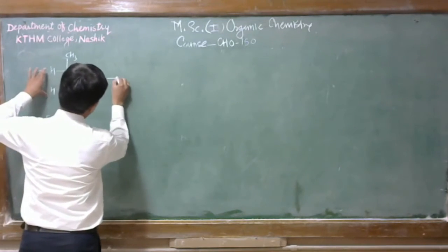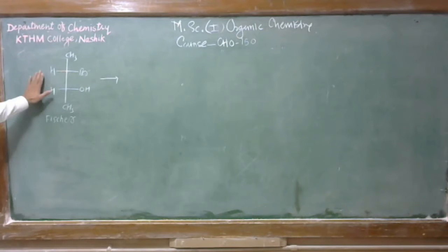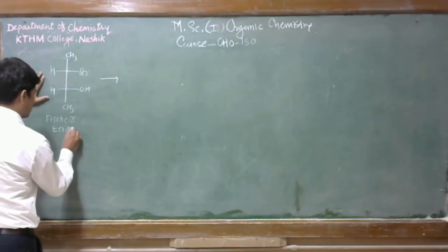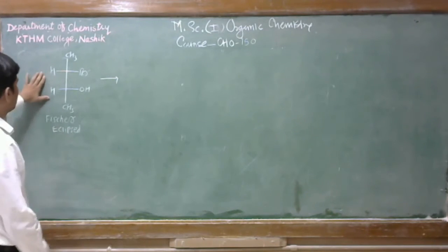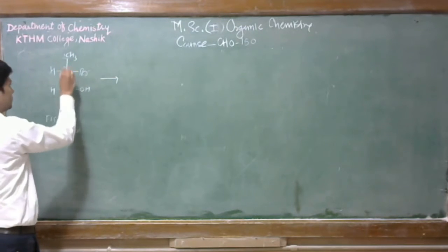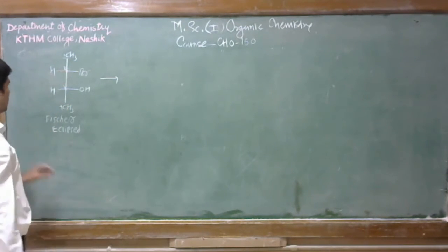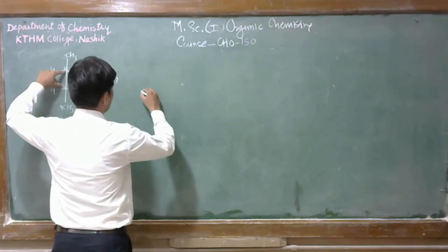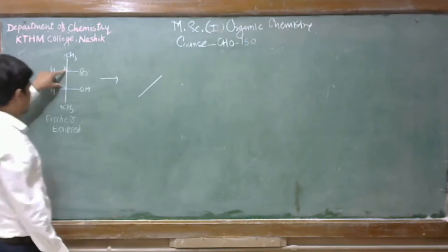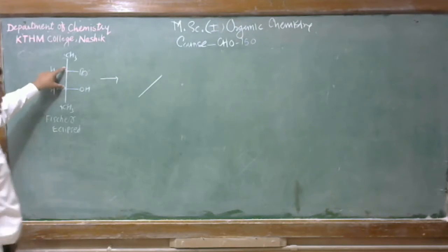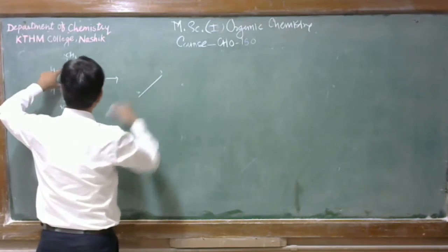Therefore, our first rule is that this is eclipse form, and this eclipse Fischer projection formula we have to convert into the Sawhorse projection formula. If we number the carbon atoms, this is 1, this is 2, 3, and this is 4. So firstly, the stereochemical carbon number 2 and carbon number 3 have to be shown in the Sawhorse projection formula. This is carbon number 2, this is carbon number 3.